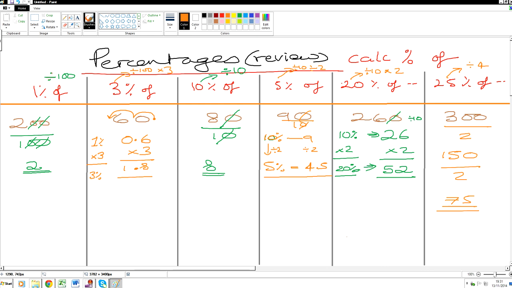So let's look at 1%, 3%, 10%, 5%, 20%, and 25%. Now, I'm going to give you one question of each one to do now. Let's see how you get on with those. Can it be any of these percentages?